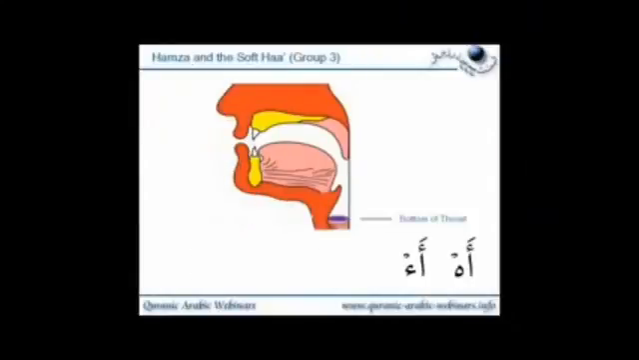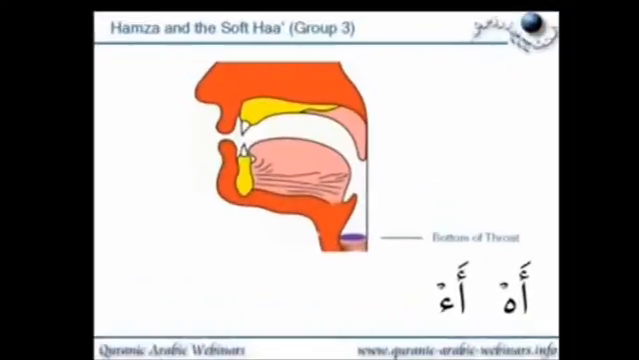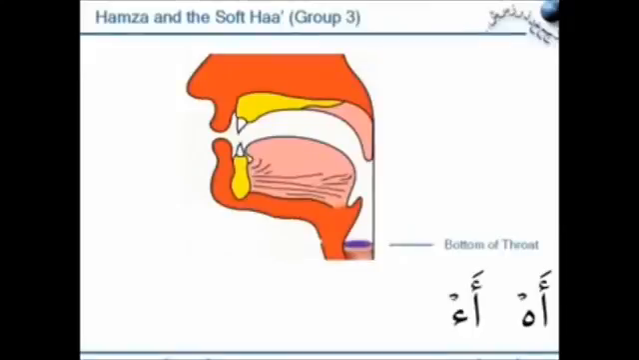Group 3 then is the throat, but the very lowest point of your throat. These two are a bit difficult to pronounce with the sukoon. We have the soft ha and the hamza. The soft ha will be pronounced as ah. You have to try and bring the ha from the bottom of your throat. So not too heavy, you've got no air actually coming right up through the front of the mouth. It's from the bottom of the throat only.